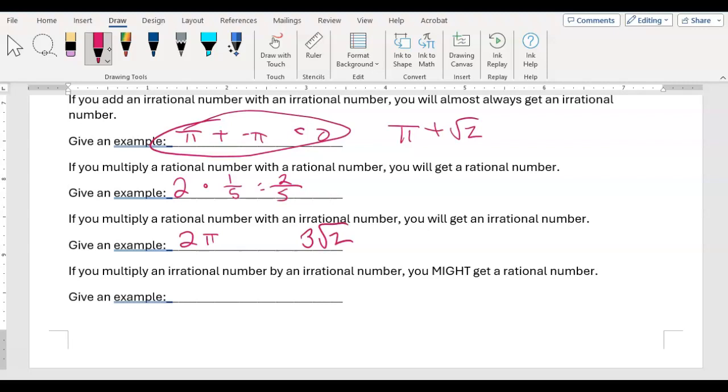It'll still be irrational. If you multiply an irrational number by an irrational number, you might get a rational number. So here's an example.